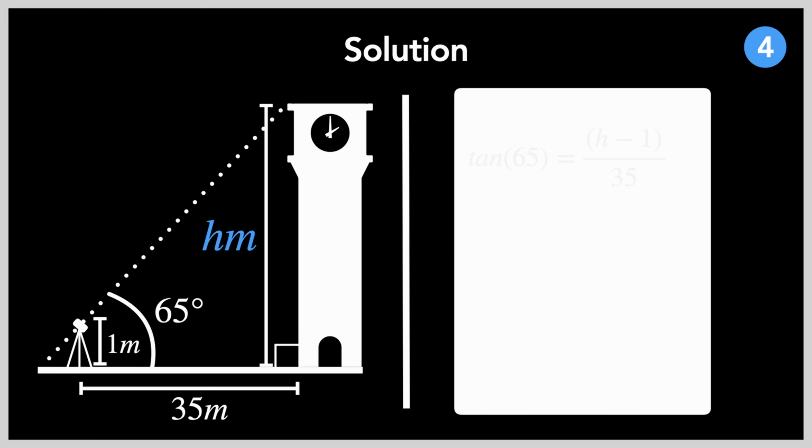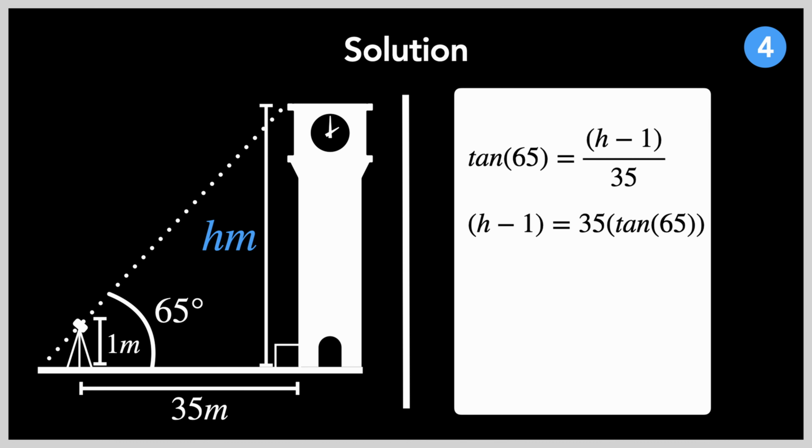Thus, we know that the tangent of 65 degrees is equal to h minus 1 over 35. Then we should rearrange the equation to make h minus 1 the subject, it being equal to 35 times the tangent of 65. From this, h minus 1 would have a value of 75.06, and h would thus be 76.06. The building would be 76.06 meters tall.